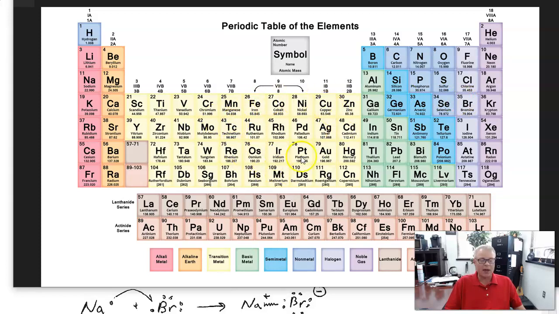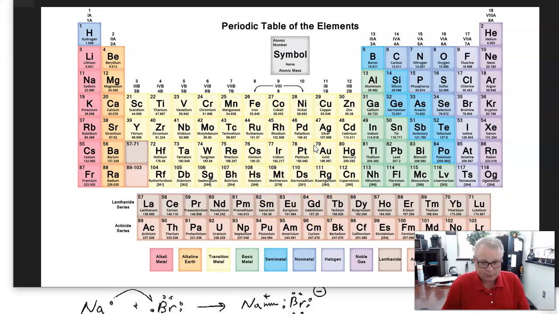The driving force behind these elements, your transition metals forming ions, is different. It's not to get a noble gas structure. And that difference is something we don't want to explain at this point. So what do I need to know about transition metals for the future? Well, here's what you need to know.